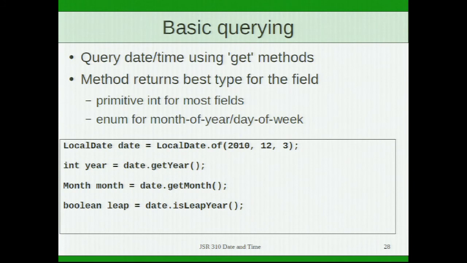Some code. So we can query date and time using standard kind of get methods, just returning whatever the best type is for the field, a primitive int for most fields, an enum if it makes sense. As I said earlier, day of week equals 6 doesn't mean much, day of week dot Saturday does.